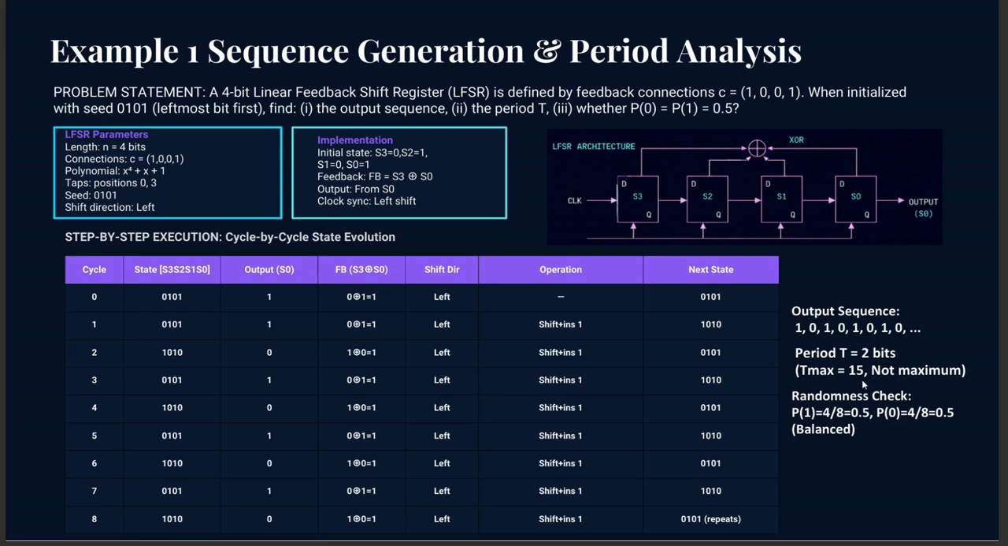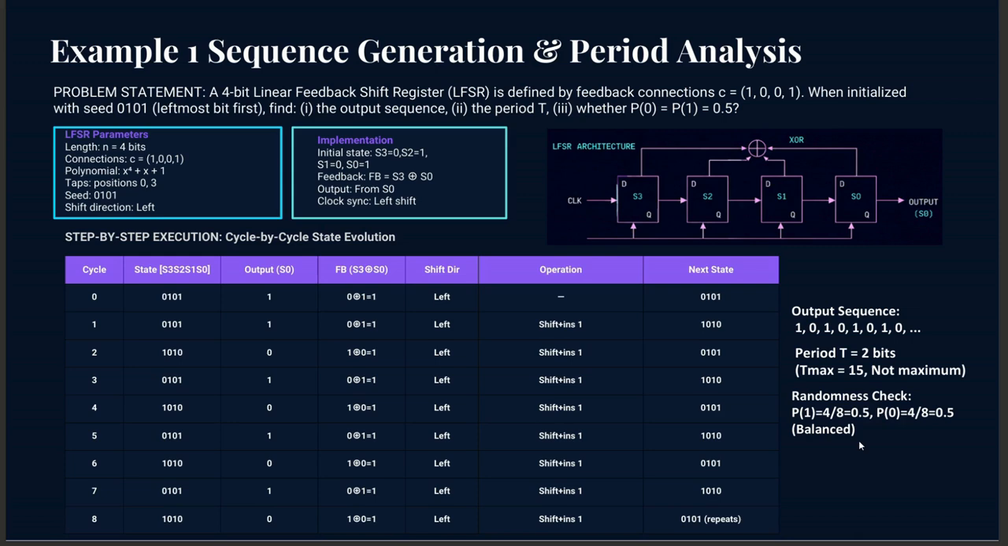Now let us check whether the sequence is balanced. We can analyze the first 8 bits: 1010 1010. The count of 1s is 4. Also the count of 0s is 4. So P of 1 is 4 by 8, which is 0.5. P of 0 is also 0.5. So statistically the sequence is balanced.